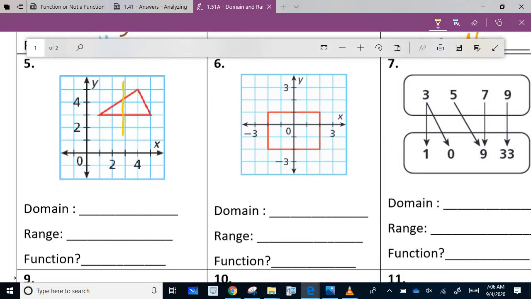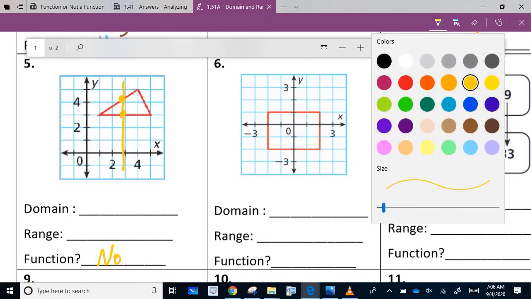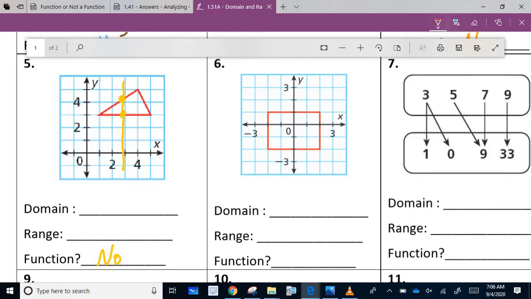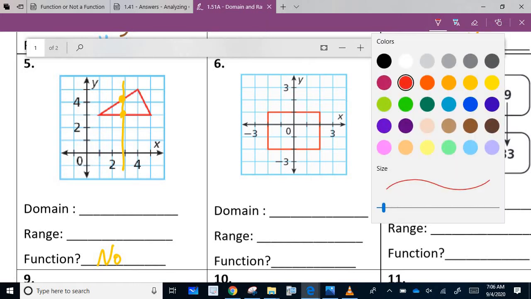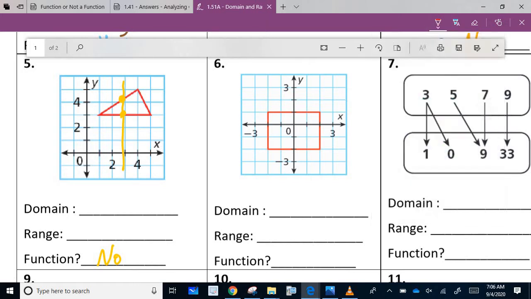So I'm going to draw a vertical line through here, and I see it's crossing right here and right here, more than one time on the vertical line. So no, it is not a function. It fails the vertical line test. Now let's go back and check for the domain. So remember, the domain is talking about the x-axis.